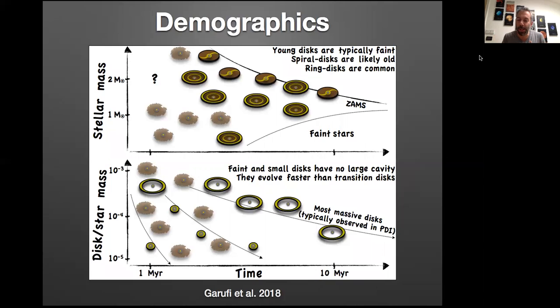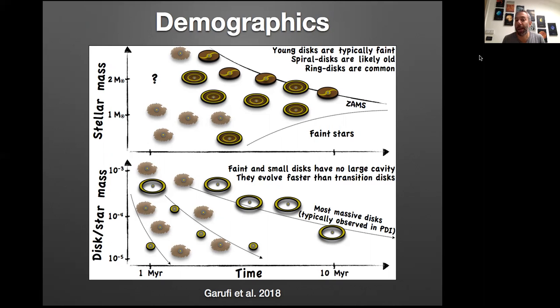So the final sketch that we created in 2018 involves some of the results of this demographic approach, where we found that spirals are typically associated with intermediate mass stars or older stars. We found rings more or less anywhere, and we found, very importantly, that faint disks are those that are young, or the other way around. The young disks are typically faint in scattered light. And you can also see two deserts around faint stars, just technically challenging, and around young intermediate mass stars, for which we don't have many examples yet. So it's a deserted area in this diagram.